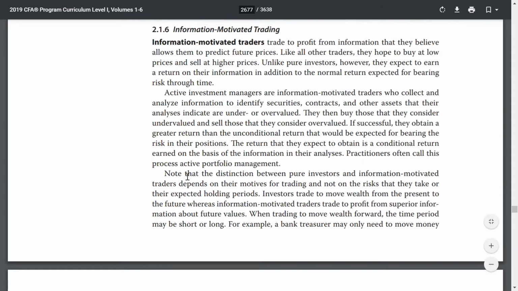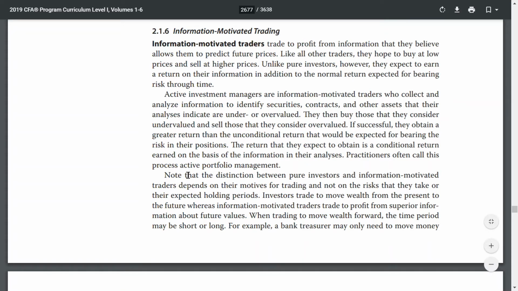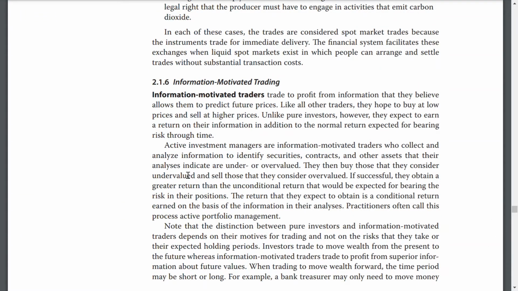Information-motivated traders trade to profit from information that they believe allows them to predict future prices. Like all other traders, they hope to buy at low prices and sell at higher prices. Unlike pure investors, however, they expect to earn a return on their information in addition to the normal returns expected by bearing risk through time.